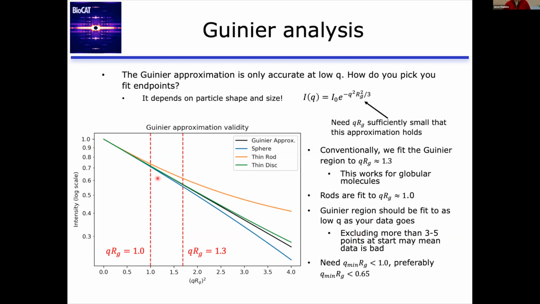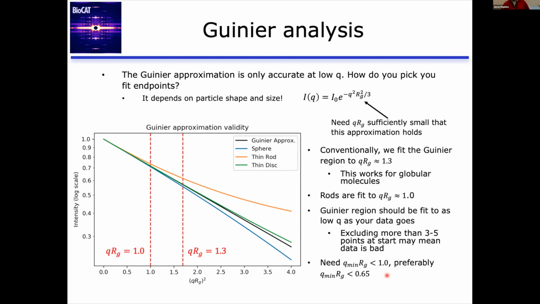For this minimum value, in order to say we have a large enough Q range, for a globular molecule we usually say you need Q min times RG to be at least less than 1, preferably less than about 0.65. For a rod, of course, it needs to be less than that. We don't really have fixed cutoffs, but 0.65 is probably another reasonable one as well.